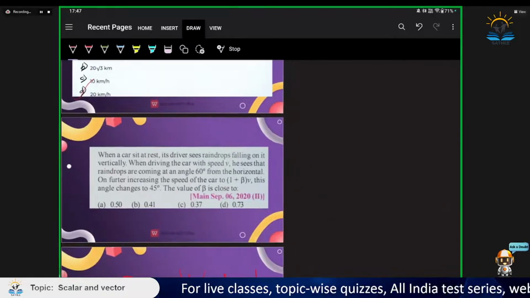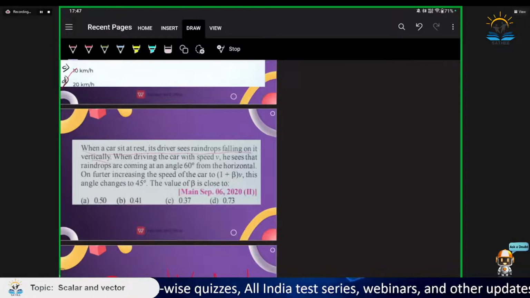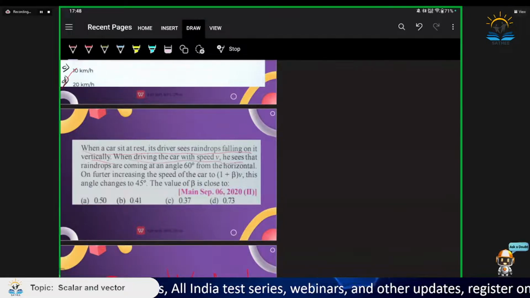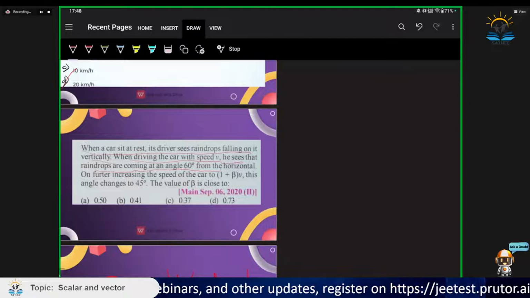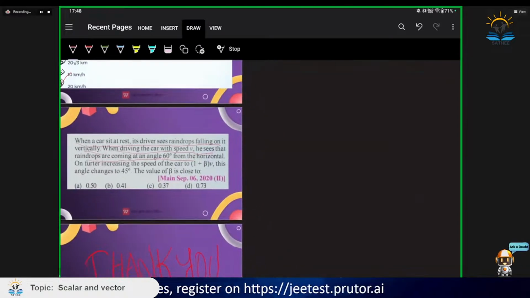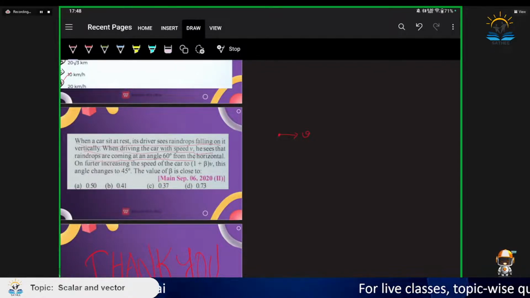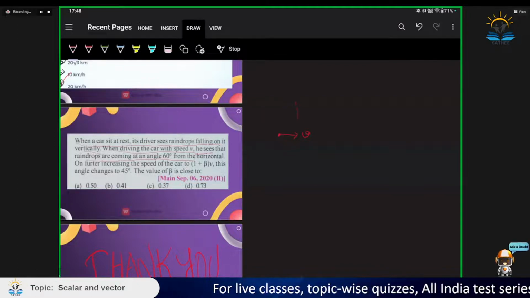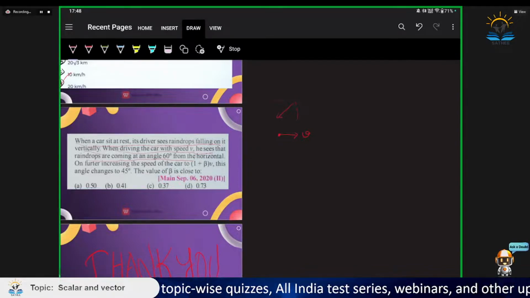This is our last question. When a car is at rest, its driver sees raindrops falling on it vertically. When the car moves with speed V, he sees that raindrops are coming at an angle of 60 degrees from the horizontal. In the first case, suppose this car is moving with velocity V. Then in the first case, the raindrop makes an angle of 60 degrees with respect to the horizontal.